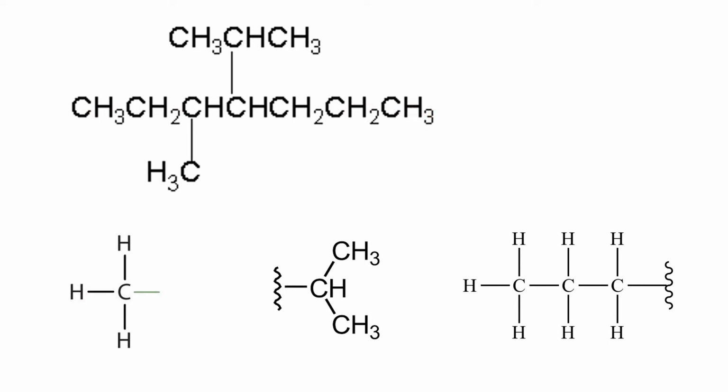So it's a heptane. The next thing to do is to assign numbers to the carbons in the chain, beginning from the end closest to the first branch. So which end is closest to the first branch? The left end or the right end? So it's the left end. So you start numbering. This will be carbon number 1, 2, 3, and 4.